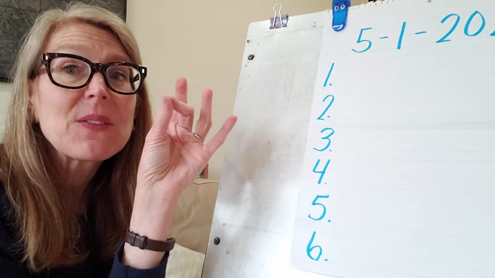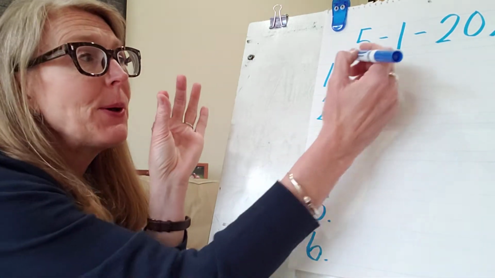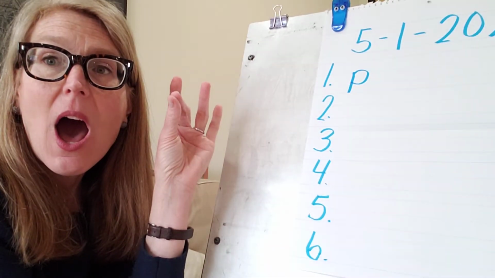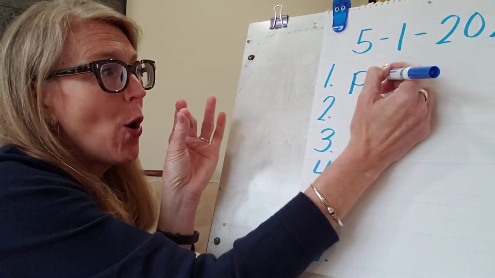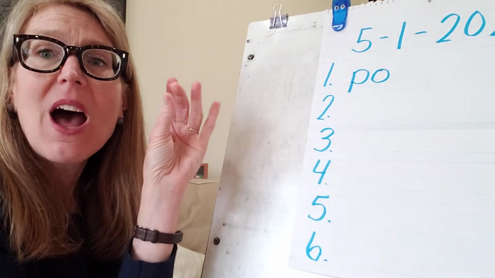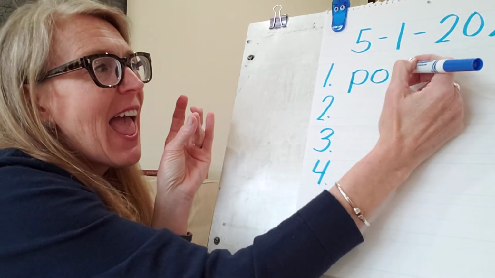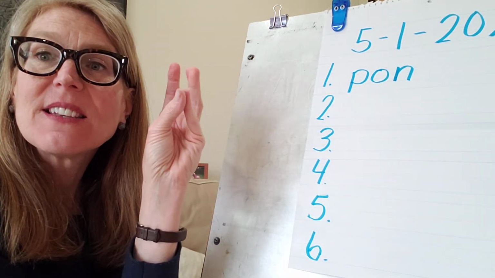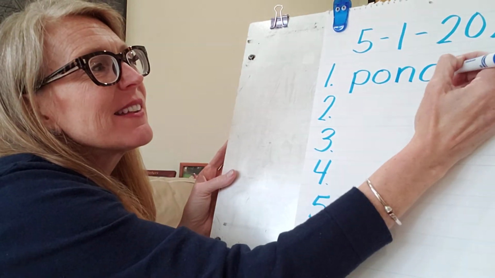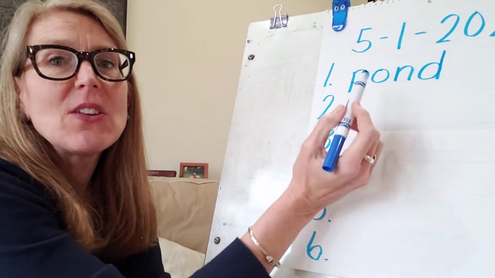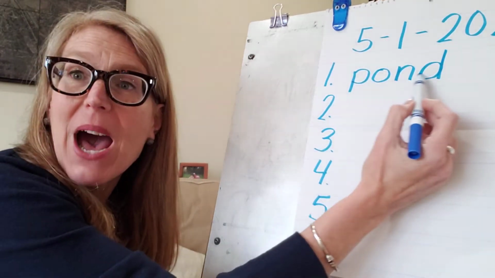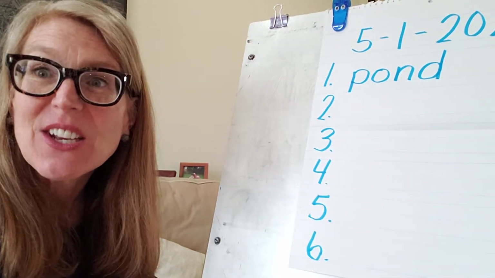Now I'm going to write the sounds I hear. P, P is P. O, O. N, N. D, D. And now I'm going to look and make sure. P-o-n-d. Pond. Very good. See how you're going to do it?